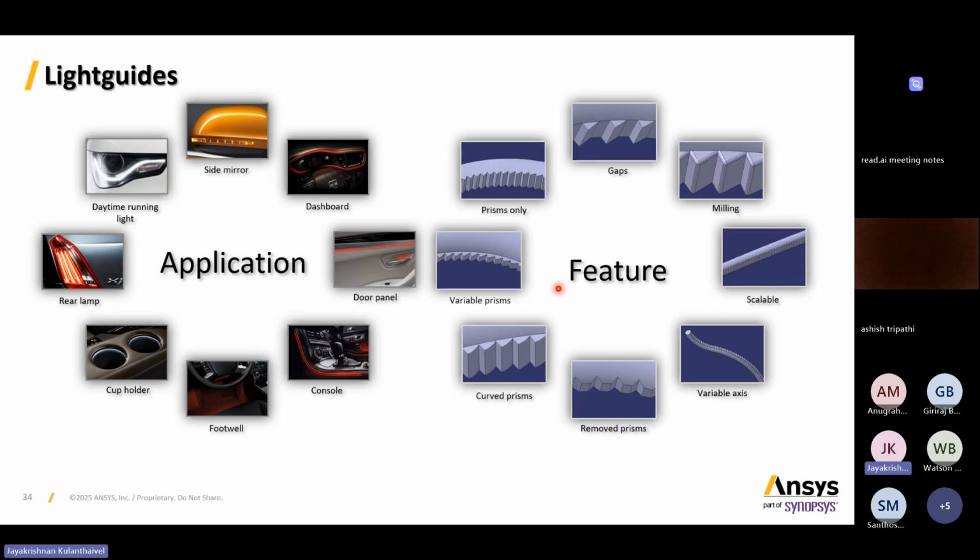So these are the different features. Using these features, you can extract the light out of a waveguide: prisms, gaps, where you can increase the gaps between the prisms, milling, and a variable axis. You can also remove prisms and create a vacancy there. And light guides are used in different applications, like side mirrors, dashboards, door panels, consoles, footwells, cup holders, rear lamps, as well as DRLs and more.